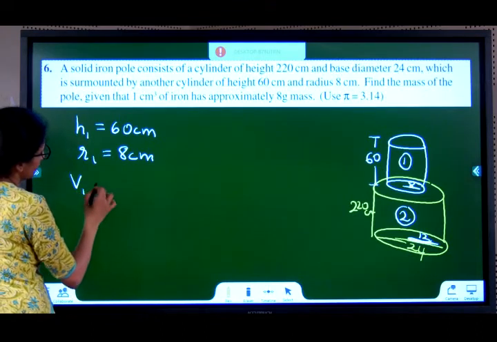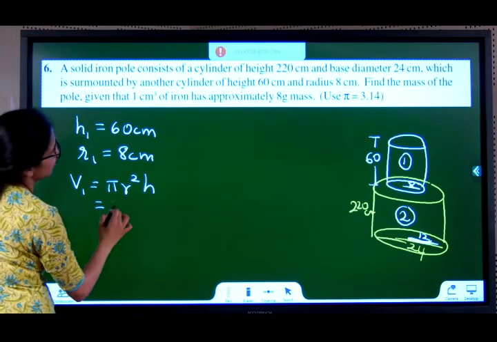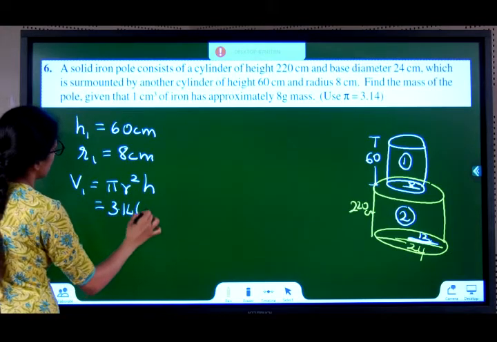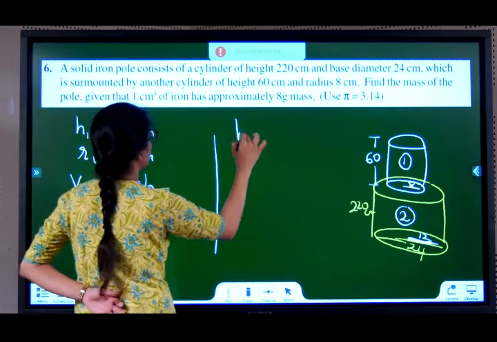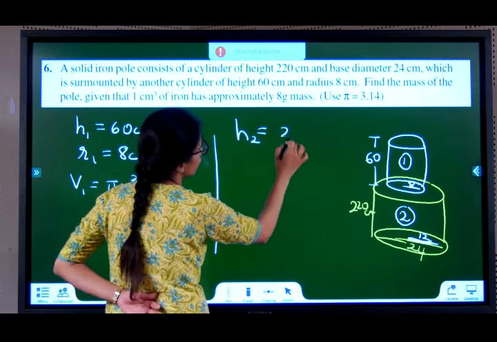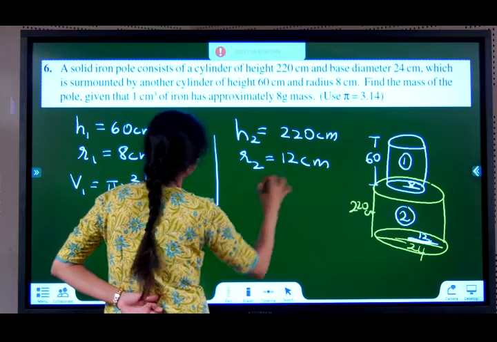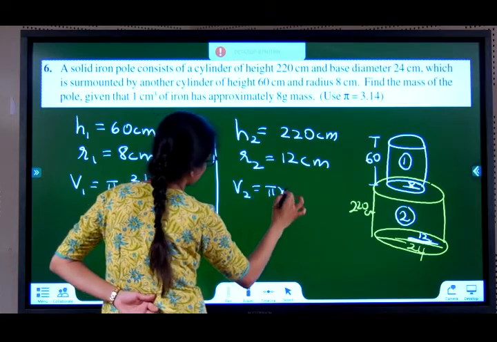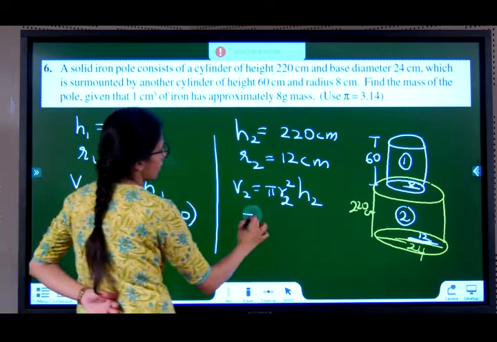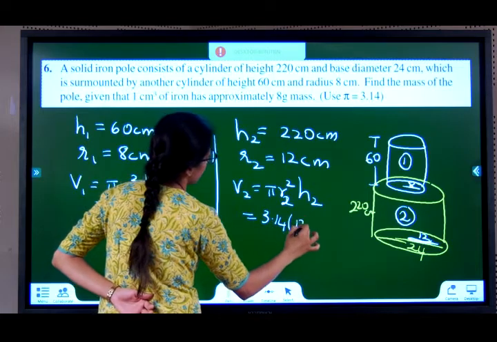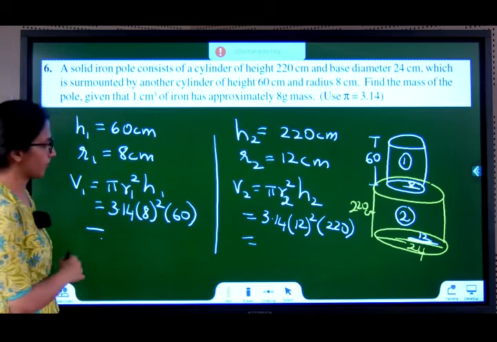Find the volume of cylinder 1, pi R square H. Pi, take it as 3.14, into 8 square into 60. Similarly for cylinder 2, H2 is given as 220 centimeters, R2 is 12, the volume V2 will be pi R2 square H2, 3.14 into 12 square into 220. Calculate and see how much you get in both cases.